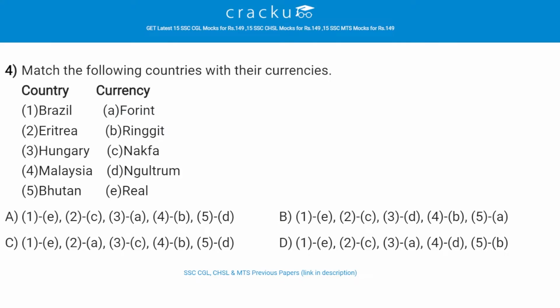Match the following countries with their currencies. The correct answer is A. For Brazil it is real. Then Eritrea, the currency is Nakfa. Then Hungary, it is forint. Then Malaysia, it is ringgit. And Bhutan, it is Ngultrum.